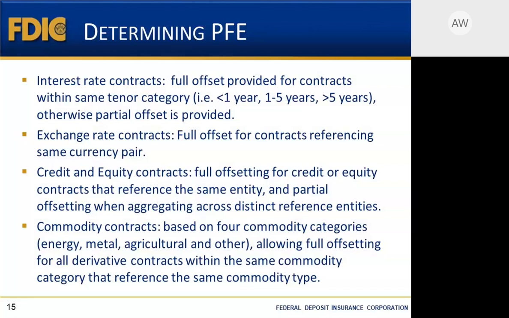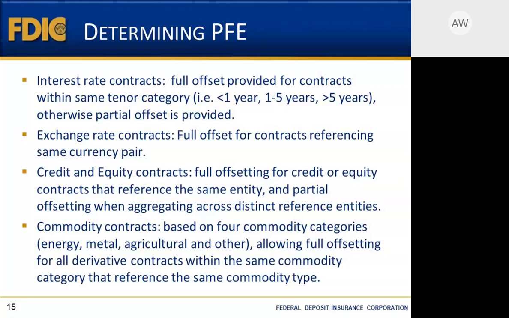And finally, commodity contracts, based on commodity categories: energy, metal, agriculture, and other, and it allows full offset for all derivative contracts within the same commodity category that reference the same commodity type. In other words, you cannot offset your grain, wheat contracts with energy, oil contracts.